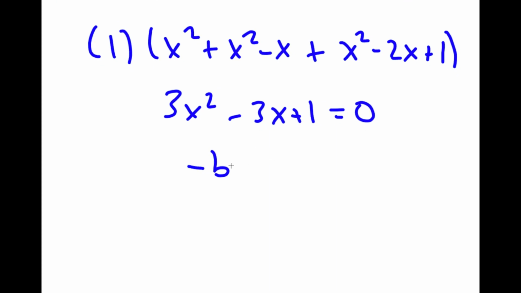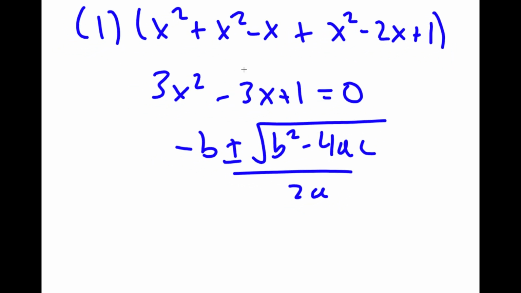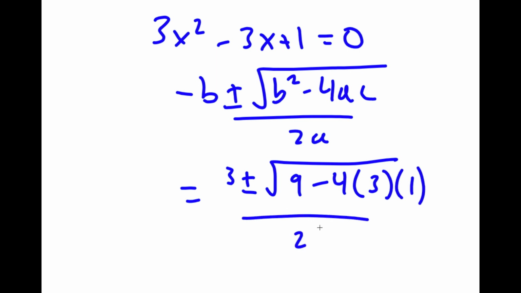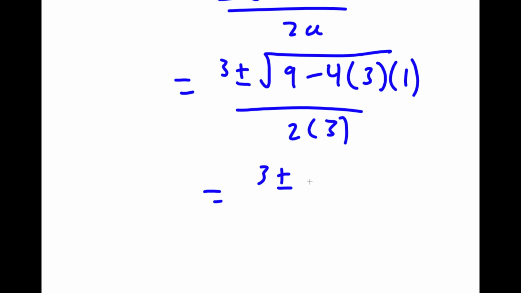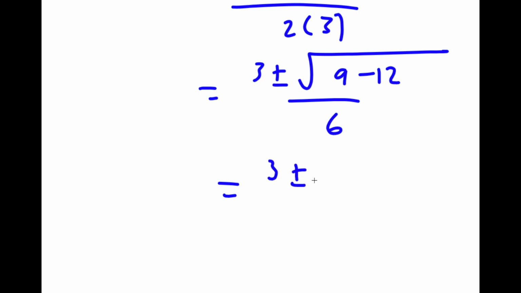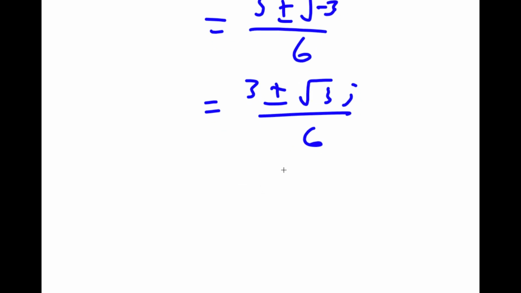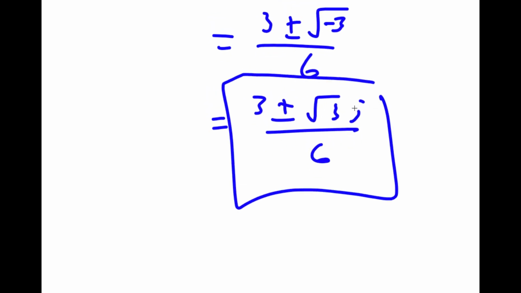And to solve this, we can use the quadratic formula, which is negative b plus or minus the square root of b squared minus 4ac, over 2a, which is equal to 3 plus or minus the square root of negative 3 squared, which is 9, minus 4 times 3 times 1, all over 2 times 3, which is equal to 3 plus or minus the square root of 9 minus 12 over 6, which is equal to 3 plus or minus the square root of negative 3 over 6, which is equal to 3 plus or minus the square root of 3i over 6. So these are my two solutions.